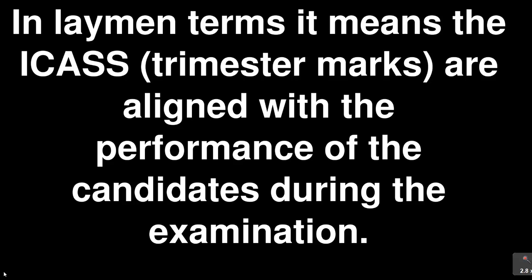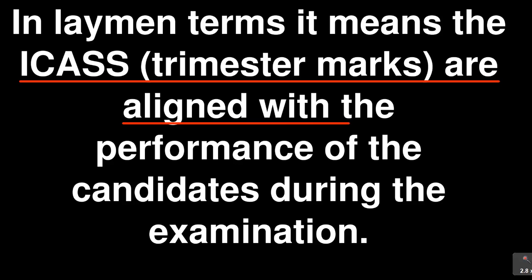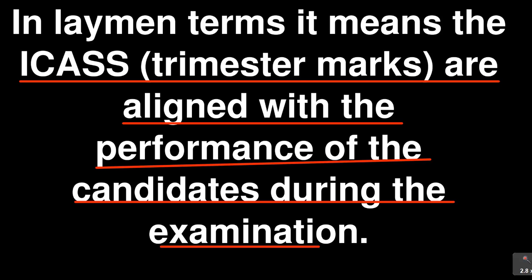This is the part now. They are saying, what is this statistical moderation? In layman's terms, it means that ICASS, which is the trimester mark, the test 1 and test 2 that you wrote, is aligned with the performance of the candidates during the examination part. So they look at the ICASS and they look at the final exam, and statistically they're going to look at the differences, how far this differs. If there is too much difference, there is a negative where they take out marks, and there is a positive one where they add marks.